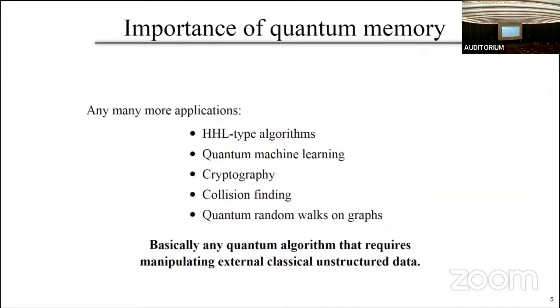Quantum machine learning is basically fundamental here. Also cryptography, collision finding, quantum random walks and graphs. Basically, any algorithm that requires manipulating external classical, unstructured data, in which you have to load the classical data into a quantum computer, is going to rely on QRAM.